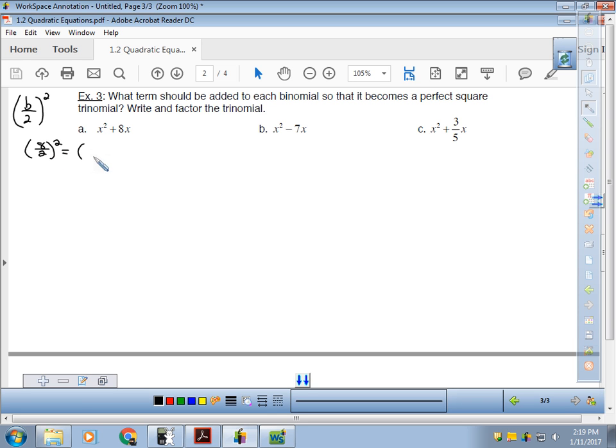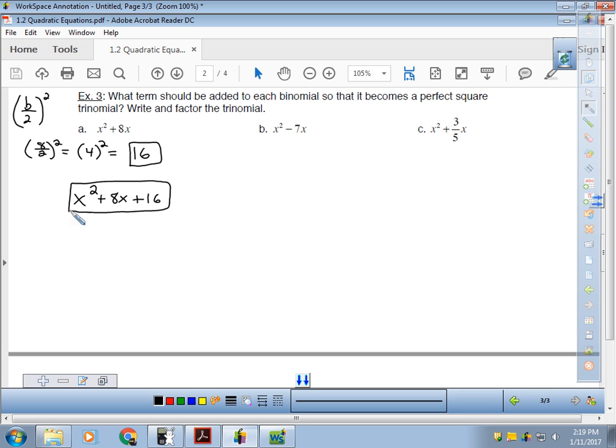What is 8 divided by 2? That's 4. What is 4 squared? That's 16. So we need to add a 16 onto our equation. So our equation would be x squared plus 8x plus 16.